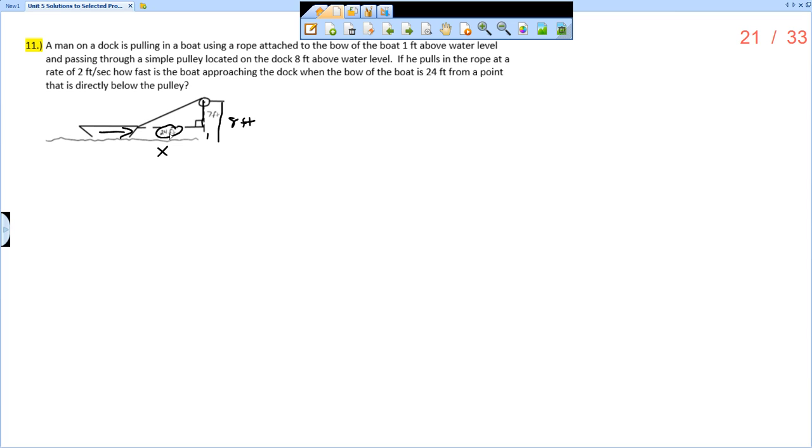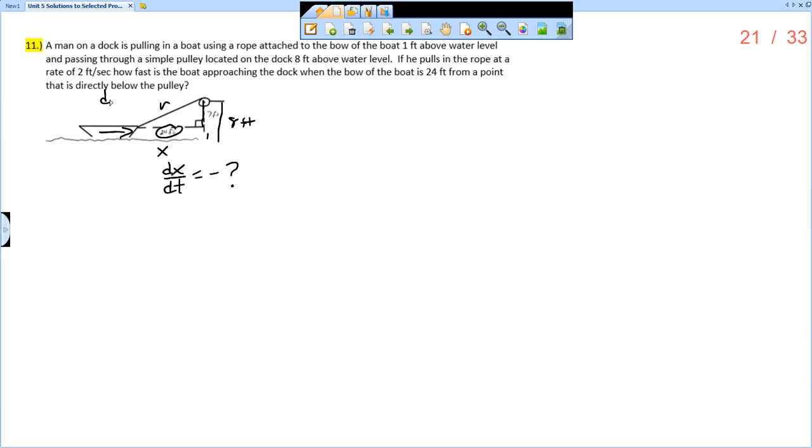So let's give this x, and I'm going to call that r for rope, because that is changing as well. So x is changing. So there is a dx/dt, which is some negative value because this is decreasing. And this is actually what we want to know. It says how fast is the boat approaching the dock, so that's what we want to know.